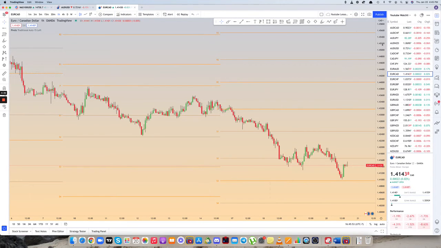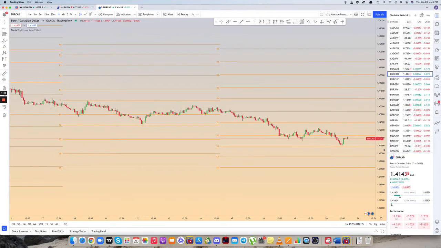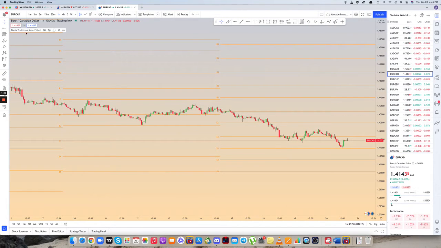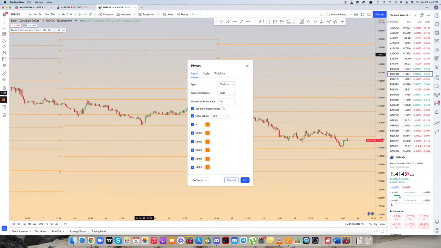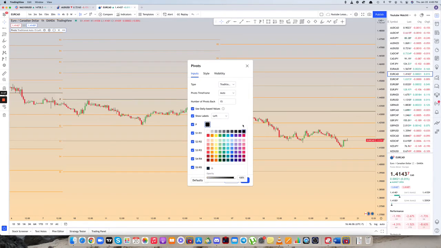So now we see the traditional view appearing on our screen. All right, let's go into the settings and get a little bit more in-depth information. For the sake of this tutorial, I want to switch the P over to black. That's the beginning part of my pivot before I go into my S1s and R1s and so on. They just label S for support, R for resistance.